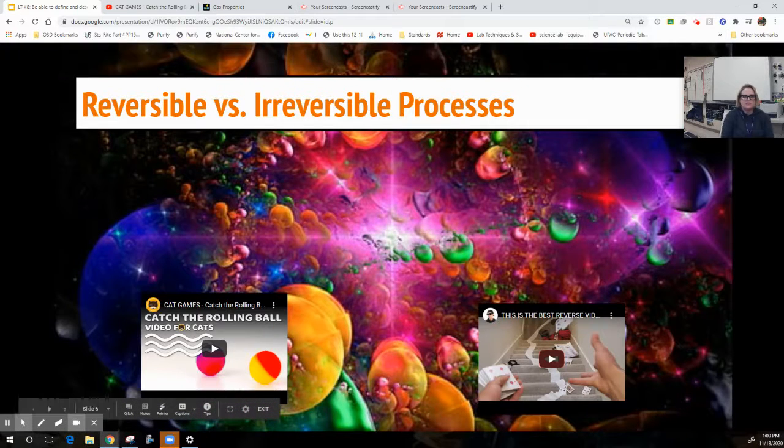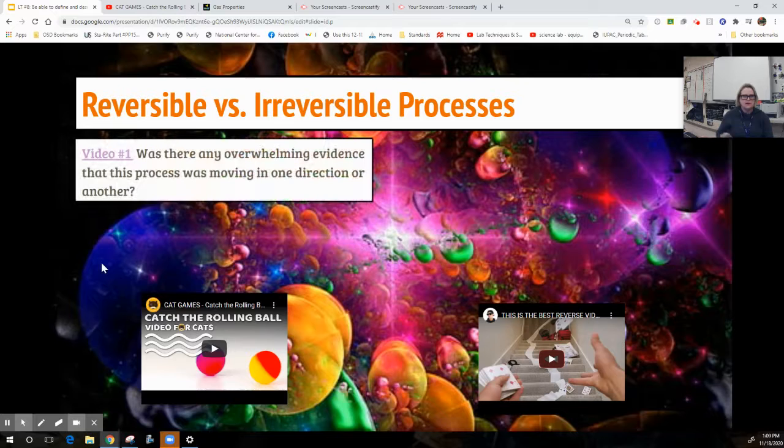So let's talk about these videos. In the first video, what you will see is there was no overwhelming evidence that the video was running in the forward direction or running in the reverse direction. I don't know if it was running forward or reverse. I watched it time and time again. I can't tell. And the reason for this is a reversible process.